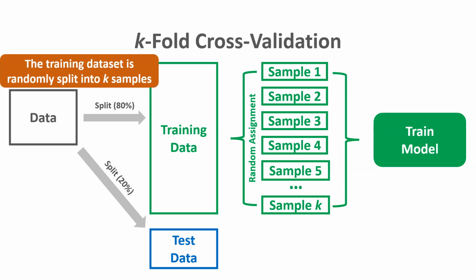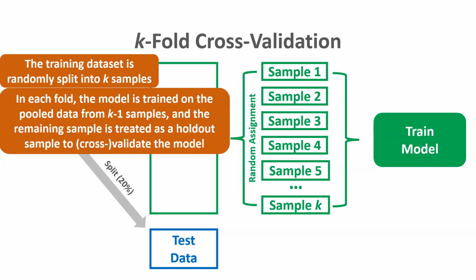So the training data set is going to be randomly split into K samples, and the K samples will be equal to K folds. Okay? So K is the placeholder that represents the number of samples. And you can have different variations on K-fold cross-validation where you could do 5 folds, 10 folds, etc. So in each fold, the model is trained on the pooled data from K-1 samples, and the remaining sample is treated as a holdout sample to cross-validate or validate the model.